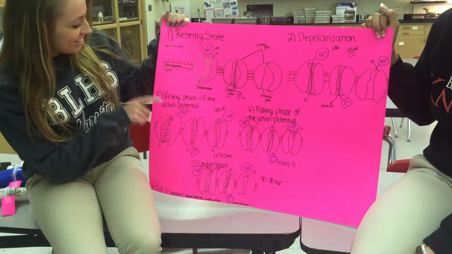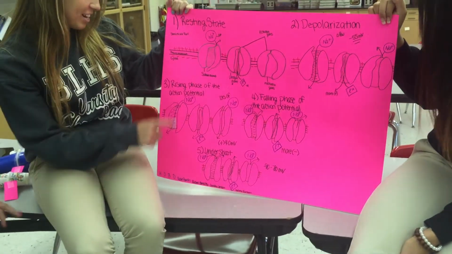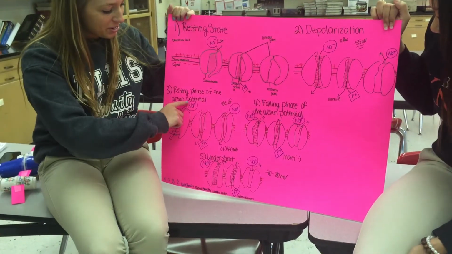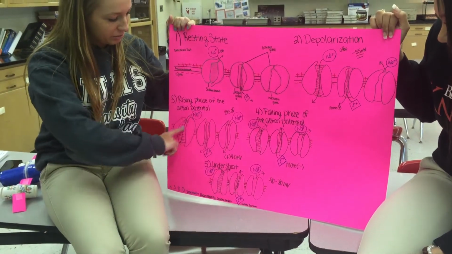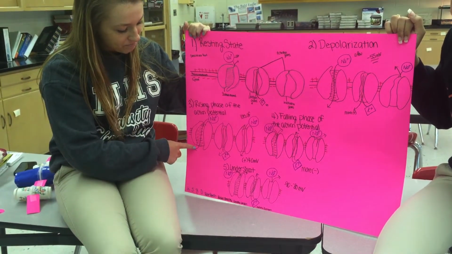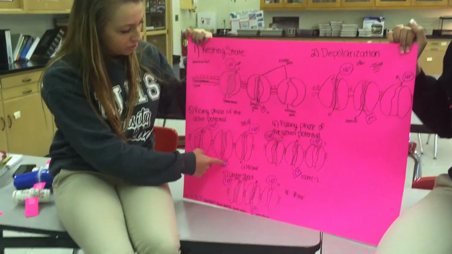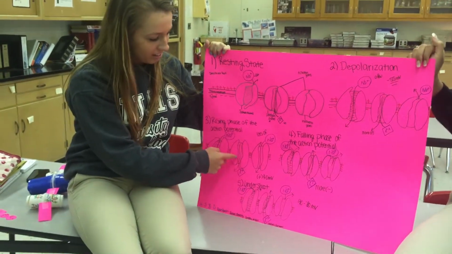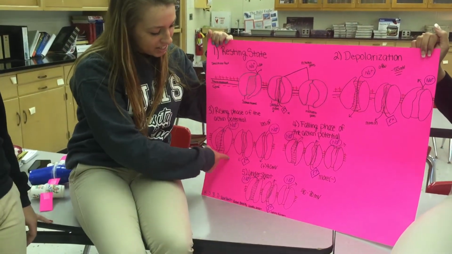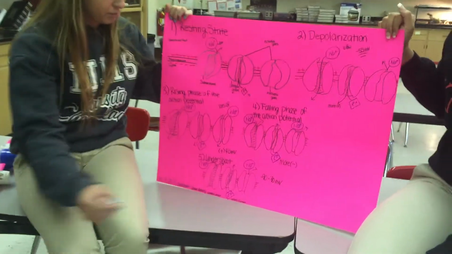Okay. So the third step is the rising phase of the action potential. So we have the sodium out of the membrane, and it goes through the sodium channel into the membrane, while the potassium goes in and then back out through the potassium channel and back into the membrane. And that makes it positive 40 millivolts.